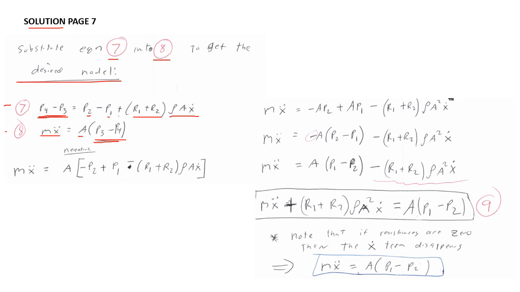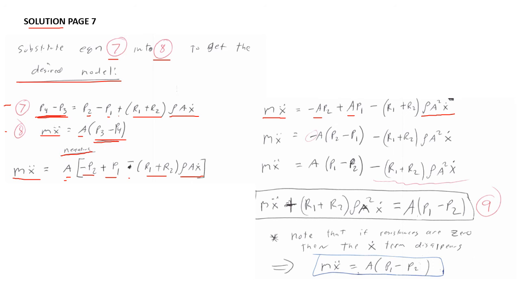So when we plug equation 7 into equation number 8, what we want to do is negate the right-hand side of that equation to get it in the form of P3 minus P4. So I do that there. Now my equation 8 is m x double dot is equal to A times P3 minus P4. So P3 minus P4 now becomes negative P2 plus P1 minus my R1 plus R2 times my rho A x dot. See that there's an A here that I can distribute through, so this becomes m x double dot is equal to negative A P2 plus A P1 minus R1 plus R2 times my rho times my now A squared x dot when I distribute that A through there.